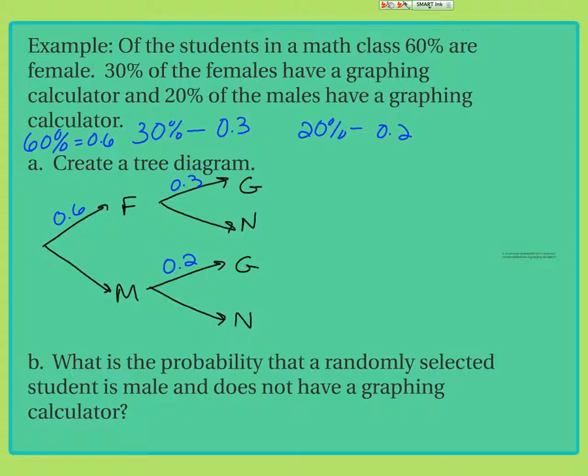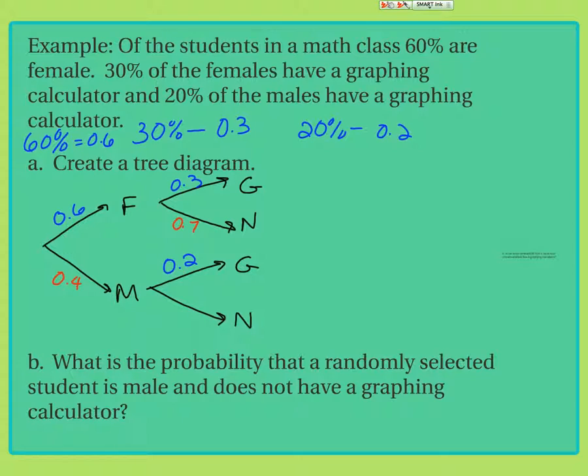So if 0.6 is the probability for female, what would be male? Yeah, 0.4. So these 2 have to add up to 1. If you did fractions, it's the same way. They have to add up to 1. So now these are our 2 options. So these 2 have to add up to 1. So 0.3 and 0.7.